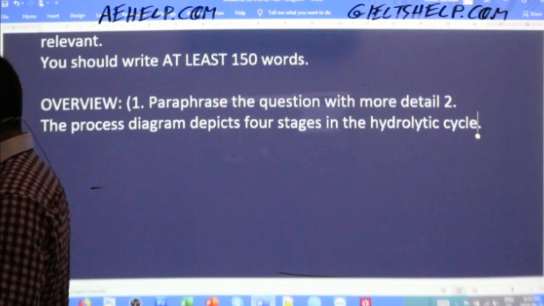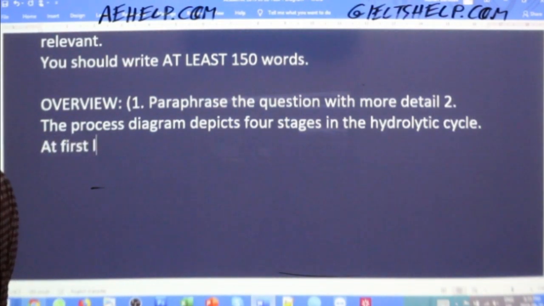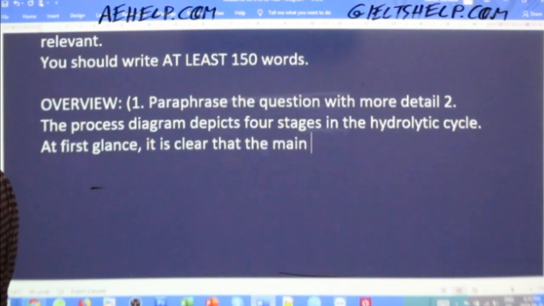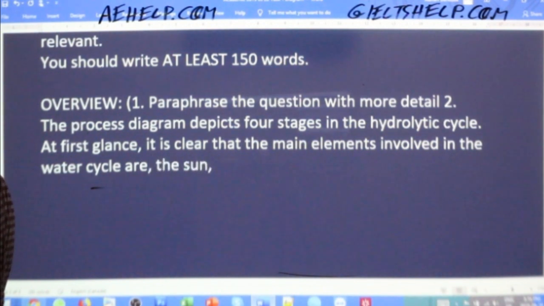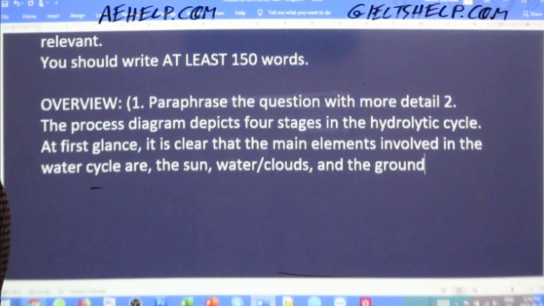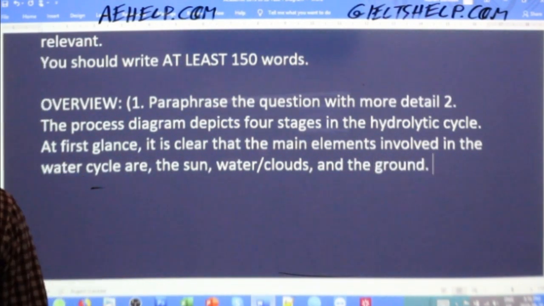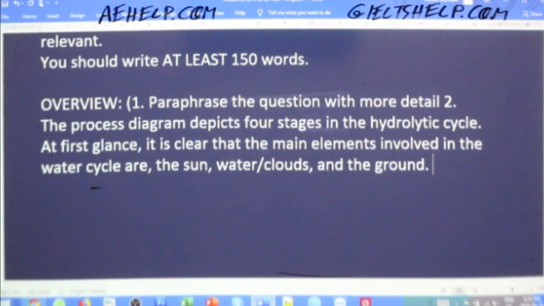So let's write that. So write the sentence. So at first glance, it is clear that the main elements involved in the water cycle are the sun, water, clouds, and the ground. Okay? So that's what I would write as my main feature.